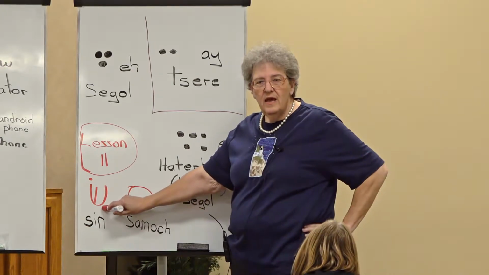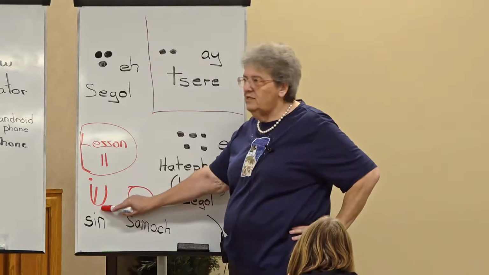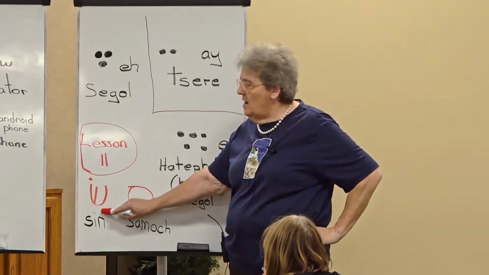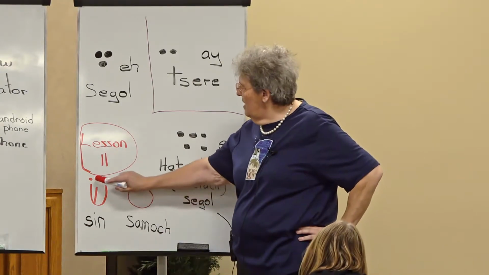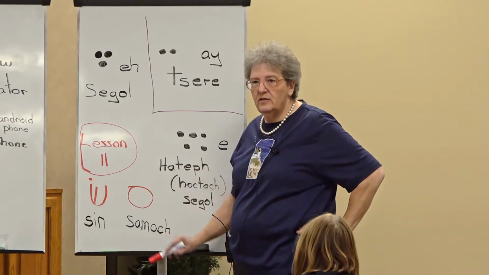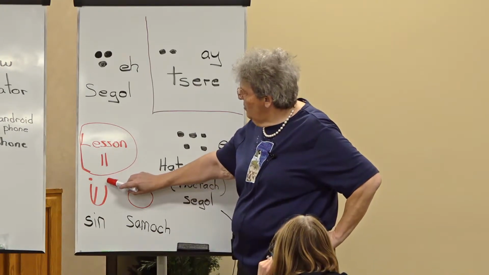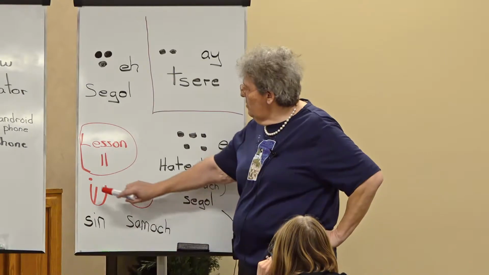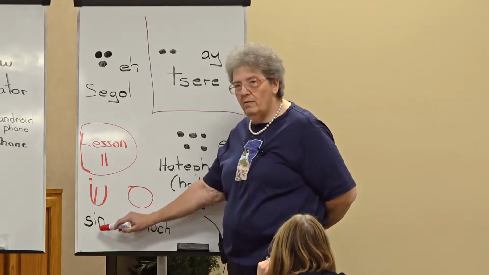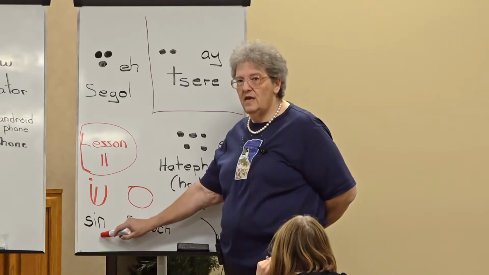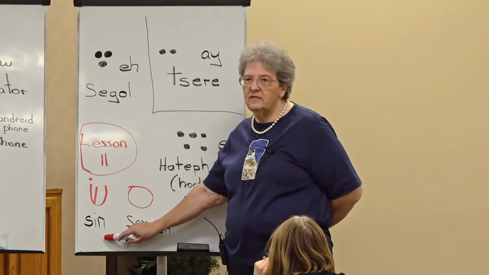Sin. It looks very much like a shin, but what is different here? The dot. This diacritical mark is not in the same place that it is when it's a shin. So when it's a shin, that diacritical mark is over here. But now we've moved it over here, and we've given it a new name. Its name is sin.